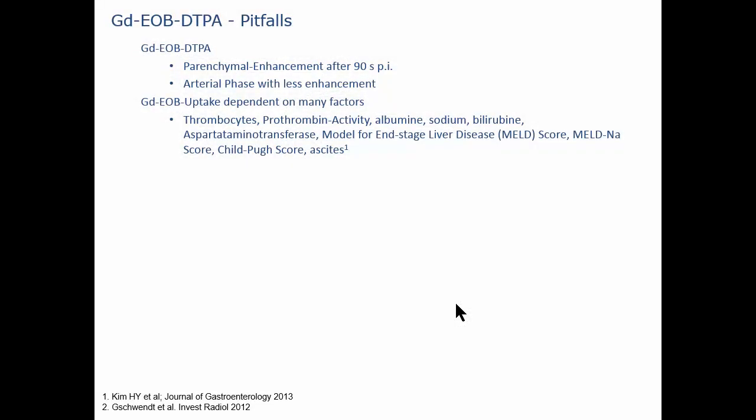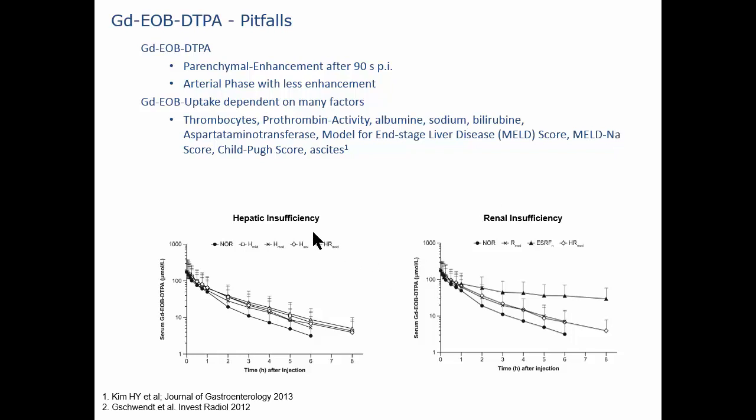So there are some pitfalls using gadolinium EOB. The parenchymal enhancement can already be seen after 1.5 minutes. The arterial phase is not as hyperintense as in other contrast agents, and the uptake of gadolinium EOB is dependent not only on liver function but also on the thrombocytes, albumin, sodium levels, and you can see that in cases of hepatic or renal insufficiency, the uptake of this contrast agent is altered.